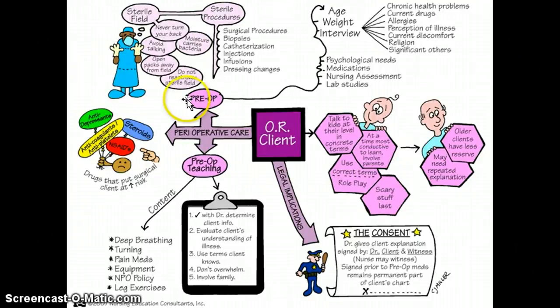When we move to the surgical side of things, sterility and safety, patient safety is always going to be your focus. And then in the intraoperative phase, the sterile field.